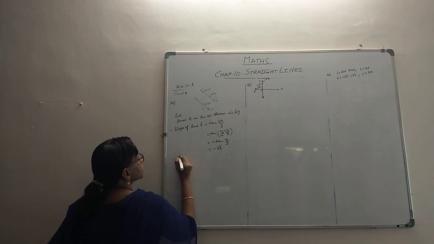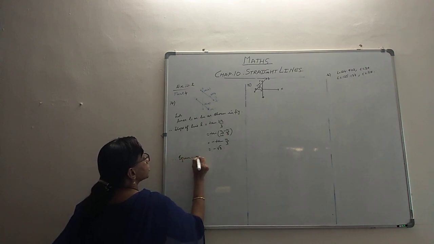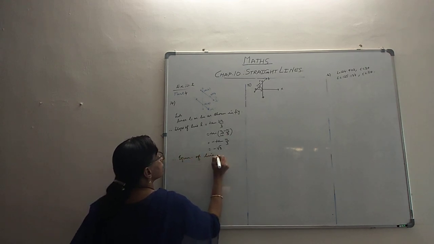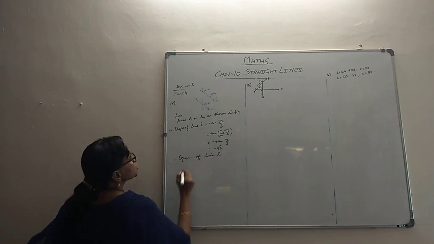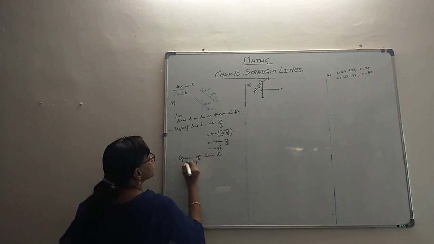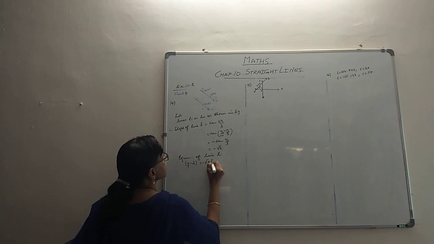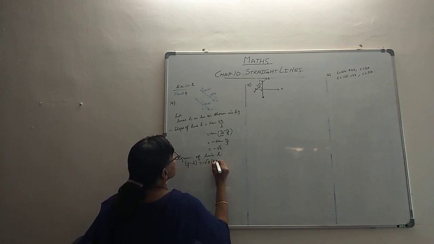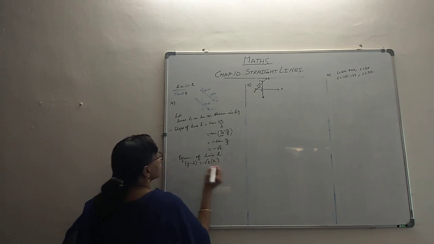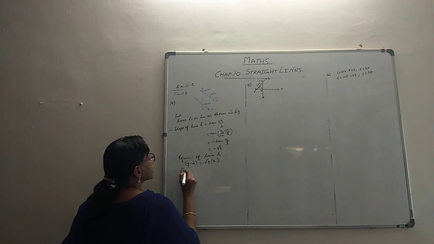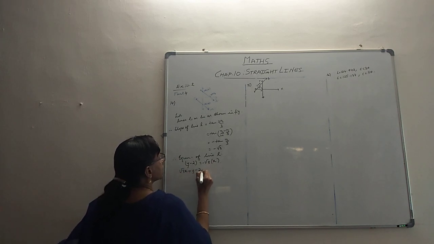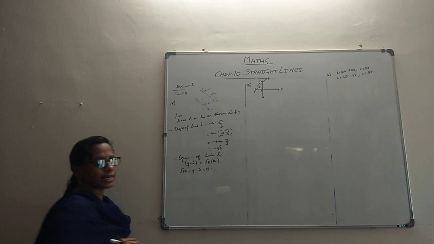Now therefore the equation of line L will be y minus y1, that means y minus 2 equals m, which is minus root 3, times (x minus x1), so x minus 0. When we arrange it, root 3 x plus y minus 2 equals 0 is the equation of that line L.